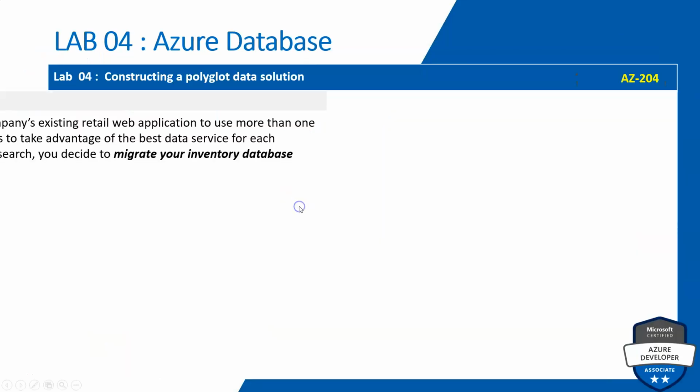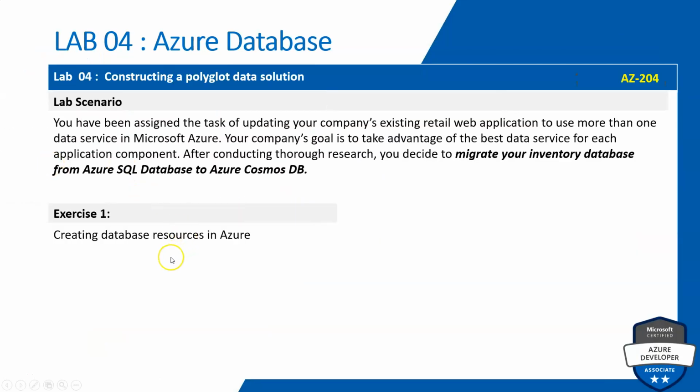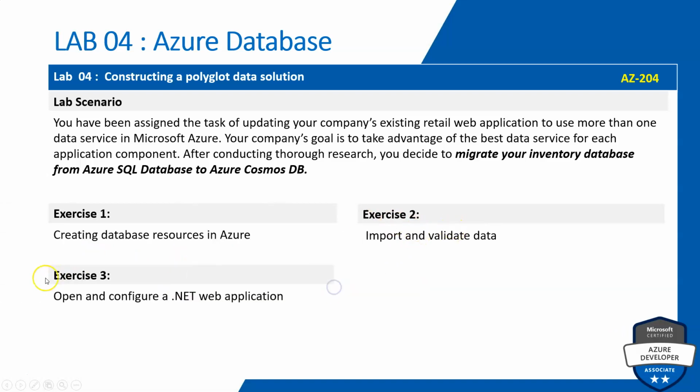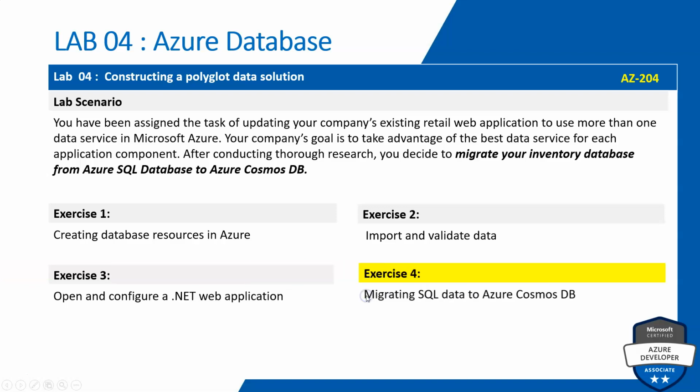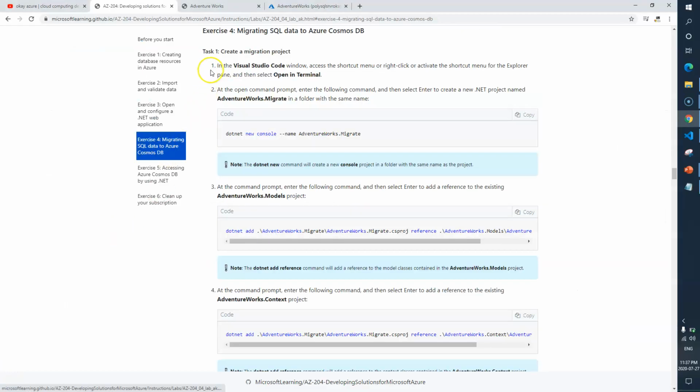Okay, so here is the lab scenario, and so far we are done with exercise 1, exercise 2, exercise 3, and in this video we'll work on exercise 4. Here we are going to work on migrating SQL data to Azure Cosmos DB. So let's go to the browser where we have all the instructions ready. So here we are, exercise 4.